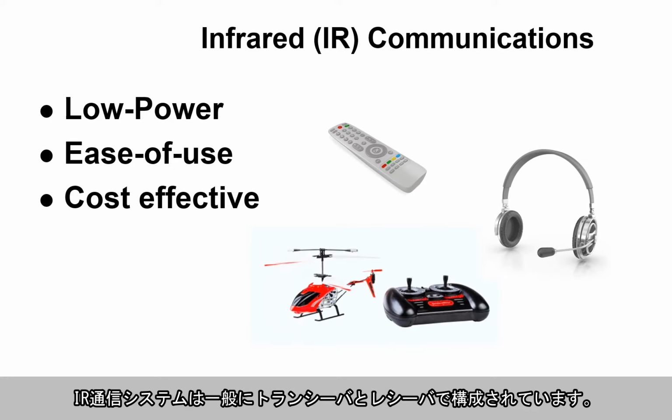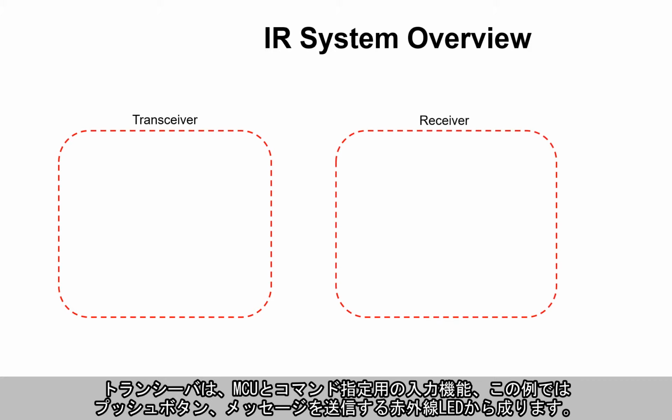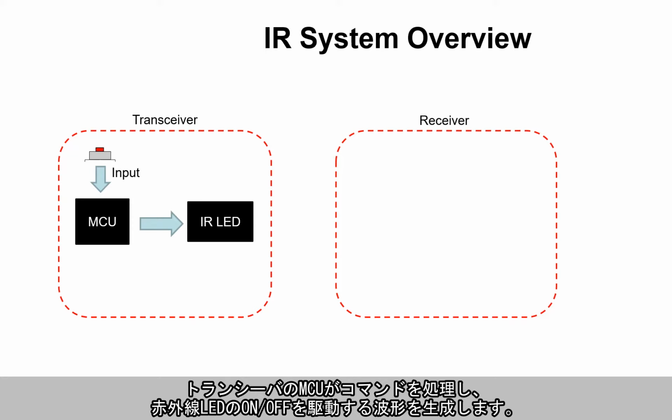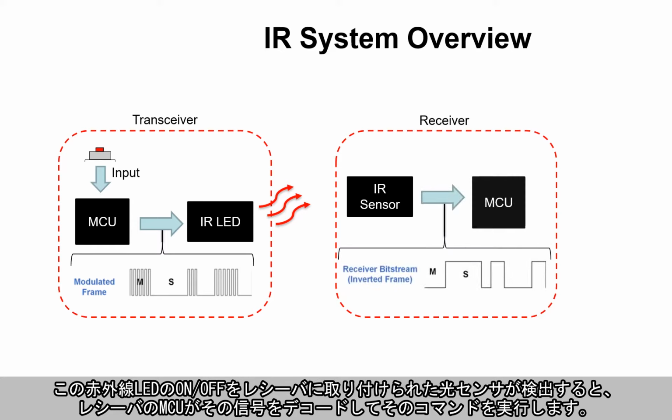IR communication systems generally comprise a transceiver and a receiver. The transceiver consists of a microcontroller as well as some sort of input to specify commands, in our case, a push button, as well as an infrared LED that will transmit the message. The microcontroller processes the command and generates a waveform that drives the infrared LED on and off that are then detected by a light sensor attached to the receiver that allows the microcontroller to decode the signal to determine what command was sent and then fulfill that command.